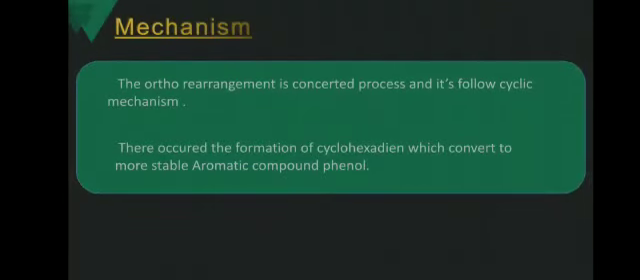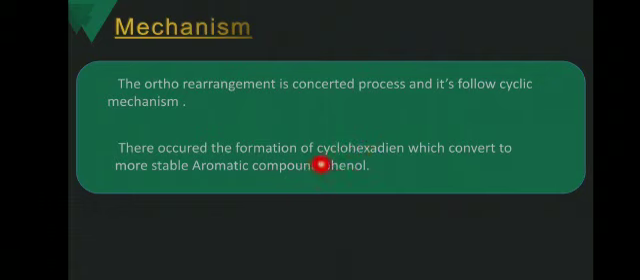This is a concerted process and it follows a cyclic mechanism. It proceeds through the formation of a cyclic six-membered transition state, in which the breaking of the oxygen-allyl bond is synchronous with the formation of a carbon-carbon bond at the ortho position. Thus, cyclohexadiene is formed, which converts to the more stable aromatic compound, that is phenol.